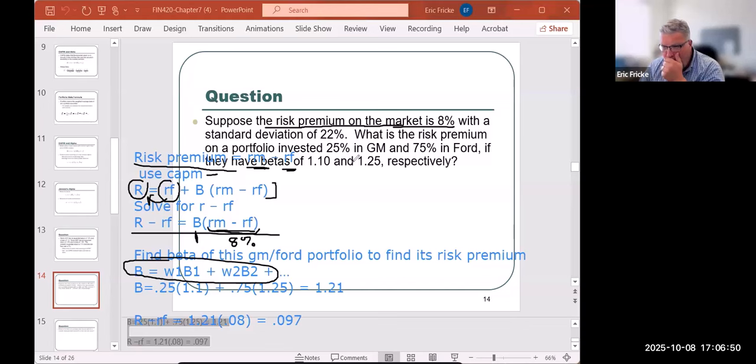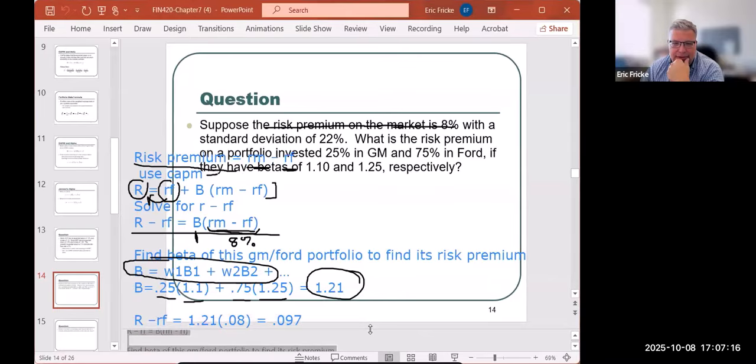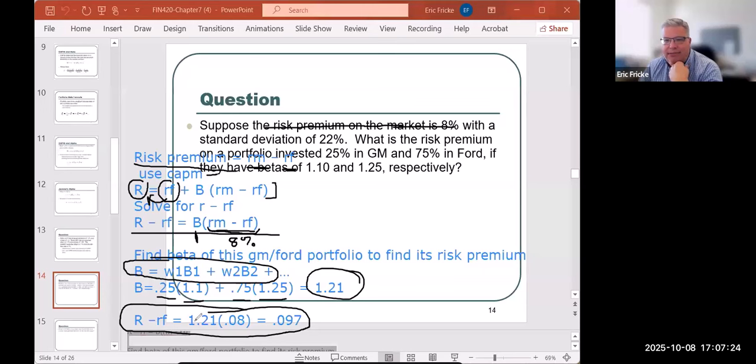So we can use this equation, portfolio beta, and plug in the two stocks. We've got 25% invested in GM, and GM has a beta of 1.1, and the 75% is invested in Ford, and Ford has a beta of 1.25. You do the math and we get a beta of 1.21, and so then we just go ahead and plug that in here, and we get the risk premium on this portfolio of 0.097. So that's the beta of the portfolio, and that's the market risk premium.